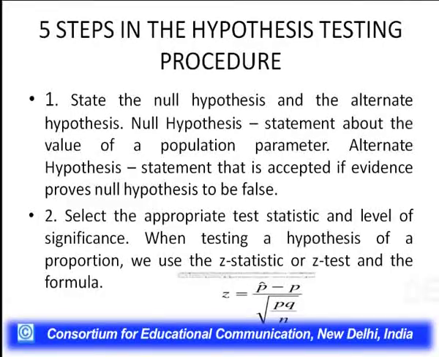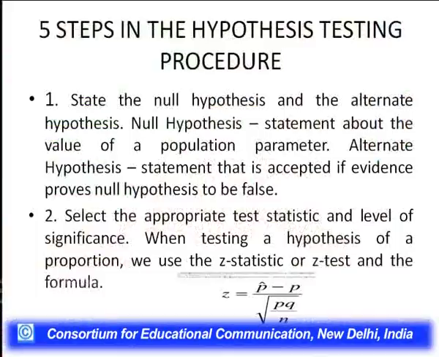Now, we discuss the 5 steps to frame the hypothesis testing. We will do it one by one so that you have a clear understanding of how to frame the hypothesis. The first step is to state the null hypothesis and the alternative hypothesis. The null hypothesis is a statement about the population parameter. The alternative hypothesis is accepted if the null hypothesis is rejected and proven false.